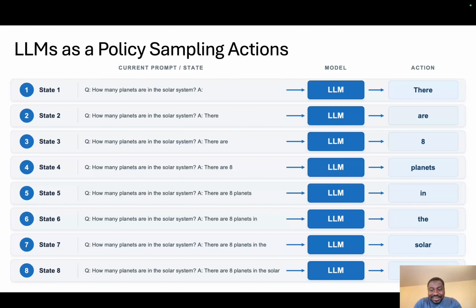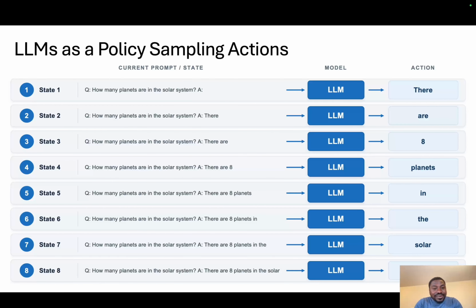There are 8 planets in the solar system, and so at each point you have a state that consists of all the history and what the model has generated so far. The model can generate an action, which is basically generating a token, and that token is one out of several thousands of tokens it could generate at each step. A typical LLM can have a vocabulary size of maybe 200K, and so at each step it is generating one out of 200,000 possible actions.